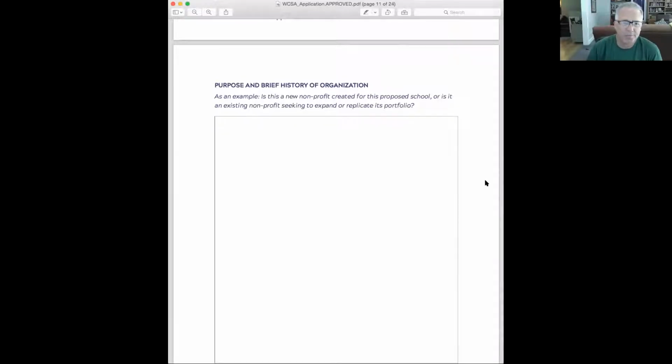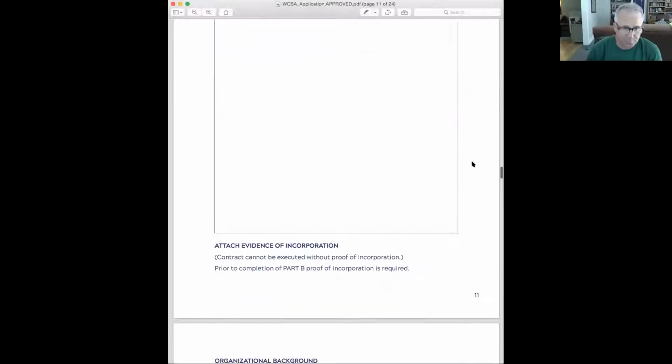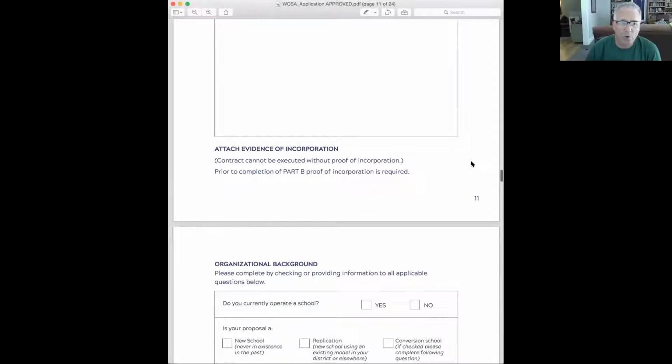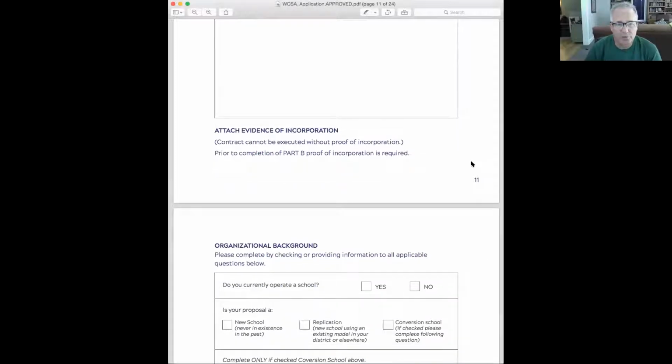What are they looking at? Is it somebody that already runs a school? Is it a nonprofit? Is it a committee? Is it a group of parents? Those kinds of things. And then most districts at some point during the process will require proof of incorporation, because charter contracts cannot be written with an entity that's not an actual business.